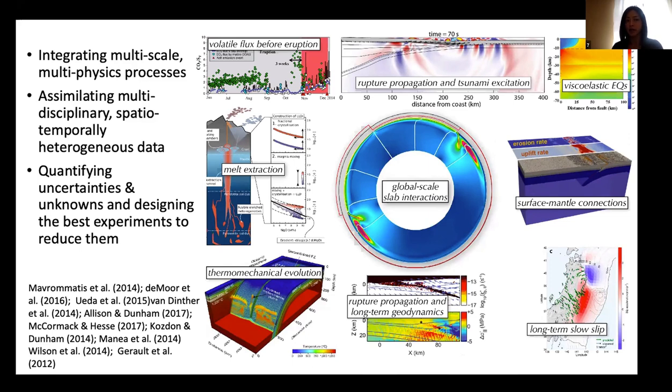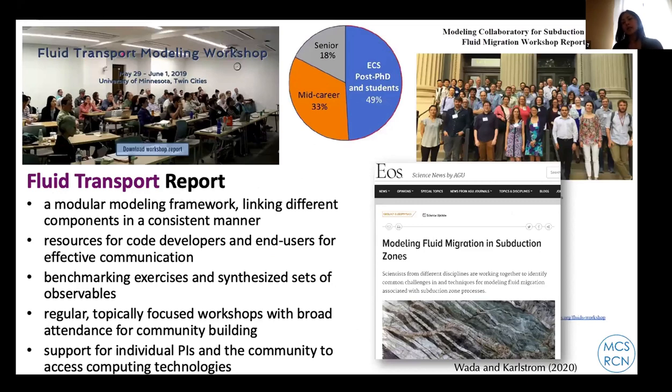Assimilating multidisciplinary and heterogeneous data is another one. Clearly, we want to quantify unknowns, but MCS aims to also quantify uncertainties as well. And that should help design future experiments to minimize these uncertainties. So what MCS should look like or should provide to the community has been discussed largely through workshops and webinars.